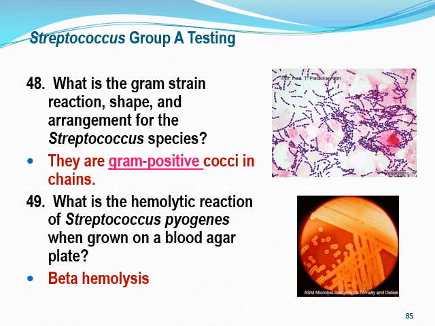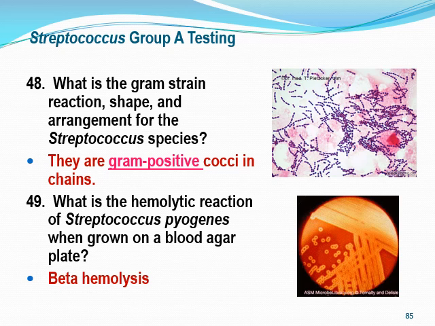All right, so still talking about Streptococcus group A testing. What is the Gram-stain reaction, shape, and arrangement for the Streptococcus species? They're gram-positive cocci in chains. And you'll see that picture. That's a great picture of what it really looks like after that specimen's been stained and you look down under the microscope. It just looks like a string of these little circles all connected together, okay?